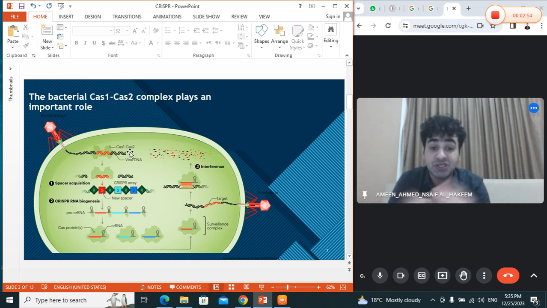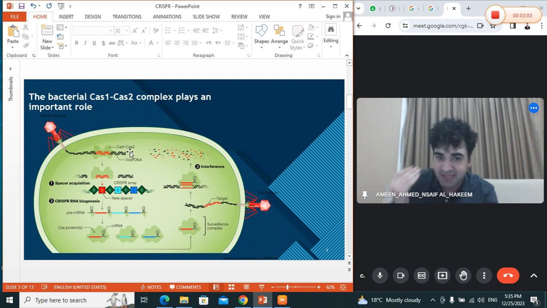The adaptation step is crucial because it allows the bacterium to remember the genetic material of past invaders. When the bacterium encounters the same DNA or similar DNA in the future, the CRISPR system, guided by this stored spacer, can precisely target and cleave the invading DNA, providing the bacterium with a defense mechanism against specific viruses or other genetic invaders.